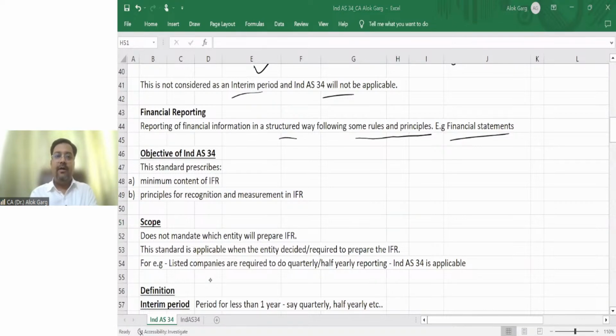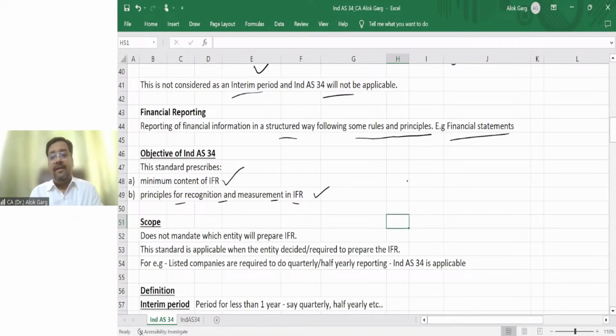Now let's come to the other part, hardcore from the standard. Objective. What is the purpose of Ind AS 34? Ind AS 34 prescribes the minimum contents of interim financial reporting. It says what should be the minimum content of interim financial reporting if a company comes out with interim financial reporting. It also prescribes the principles for recognition and measurement in interim financial reporting.